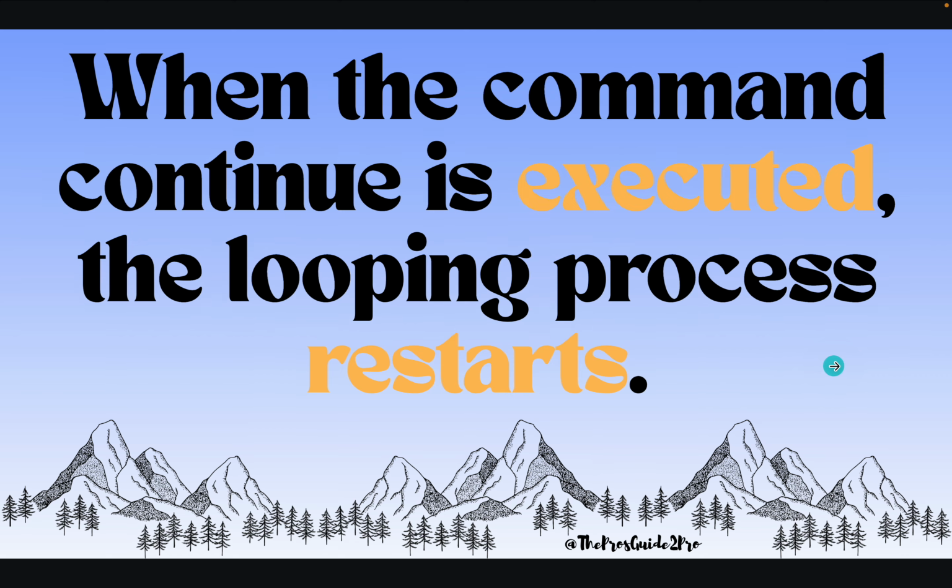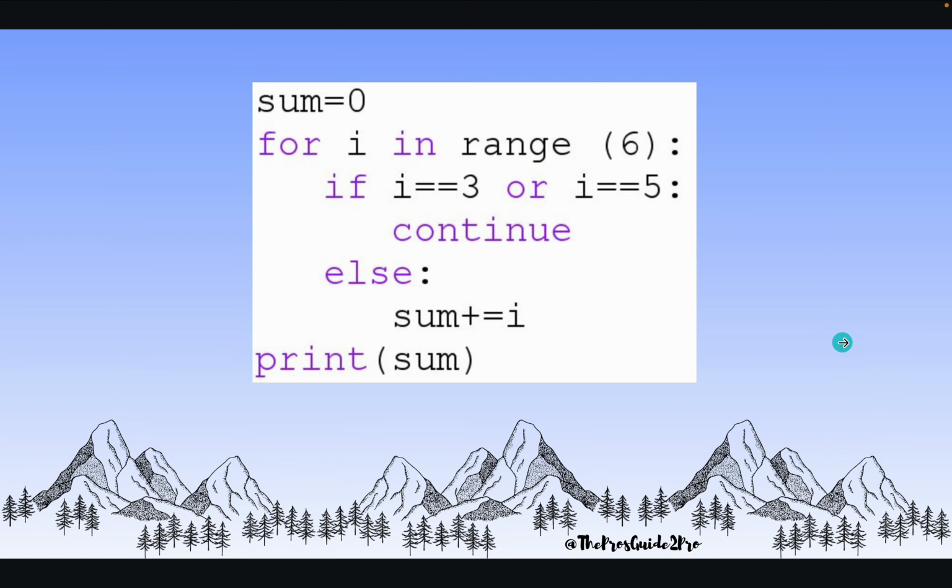Continue is also very similar to while loops. Whenever we hit this continue, we would just restart the looping process. So if sum equals 0, for I in range 6, same thing as before, we would start at 0 and hit the number before 6, which is 5. We would then move on to our if statement, which does include an or. Our or means either I equals 3 or I equals 5. Only one of these has to be true for us to continue. And if neither of these are true, we would hit our else, which is just adding I to sum.